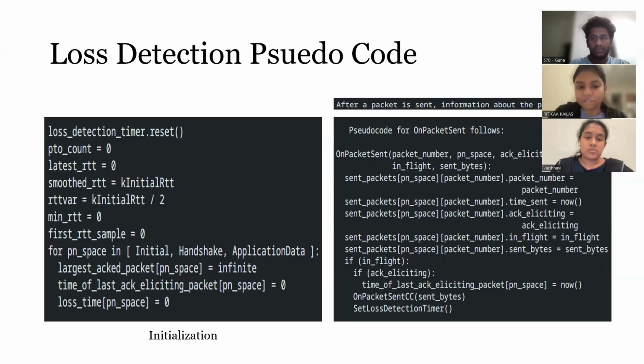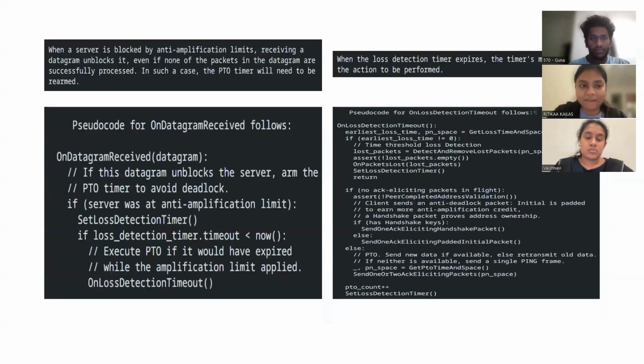The next function we have is on datagram received. Now this handles the reception of a datagram. If the server was at its anti-amplification limit, it sets the loss detection timer and triggers the loss detection timeout if the timer has already expired. Then the biggest function you can see here is the on loss detection timeout function.